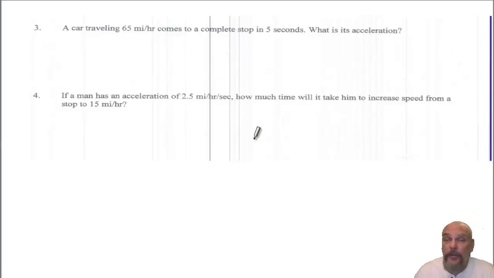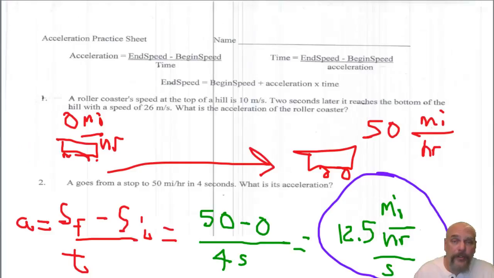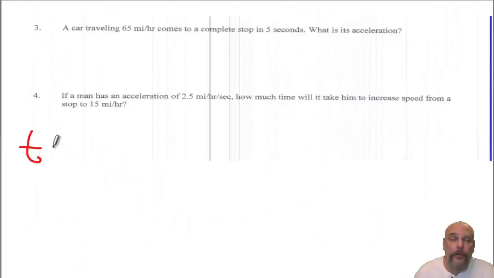All right, here's the next one. A man has acceleration. Oh, so now we know the acceleration. So this is going to be a little bit different. We're looking for how much time it will take. So the amount of time, and if you recall, we're going to need to use this formula right here. Time is equal to the final speed minus initial speed divided by the acceleration.